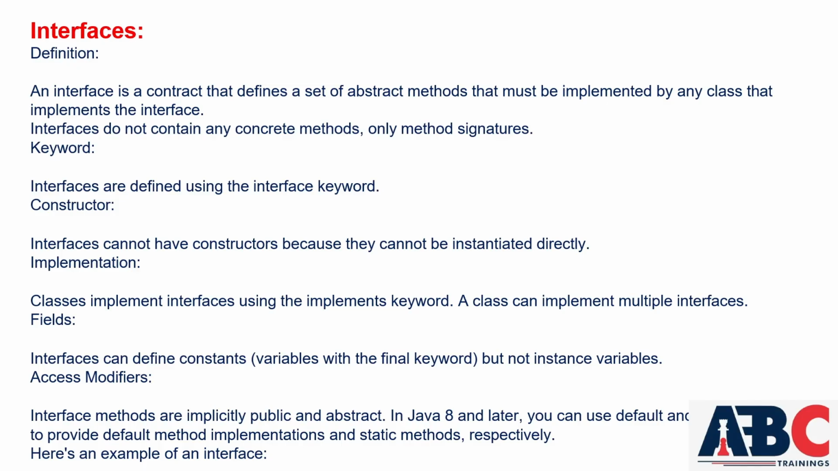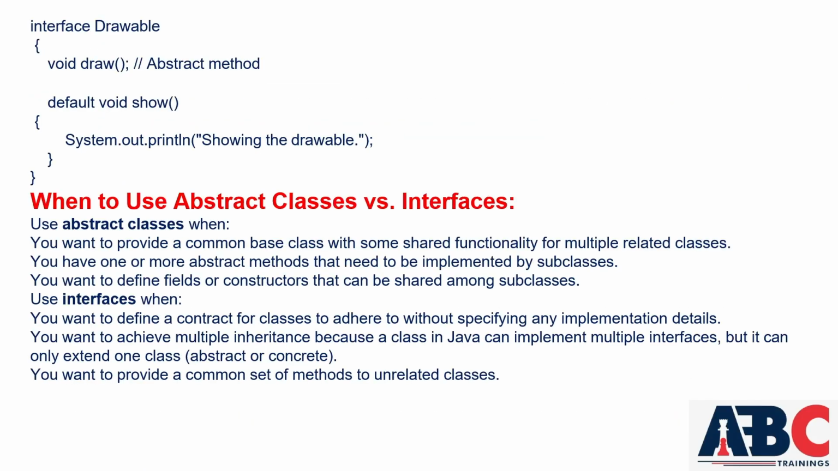A class can also implement multiple interfaces. An interface can define constants but not instance variables. Interface methods are implicitly public and abstract. In Java 8 and later, you can use default and static methods to provide a default method implementation and a static method respectively. There are examples of interfaces. We use the interface method.